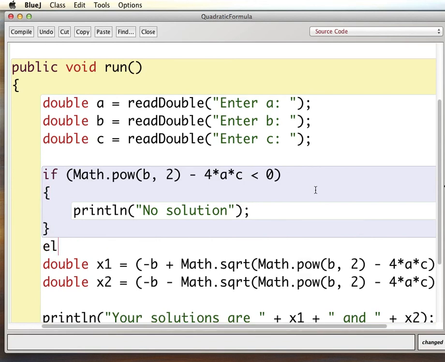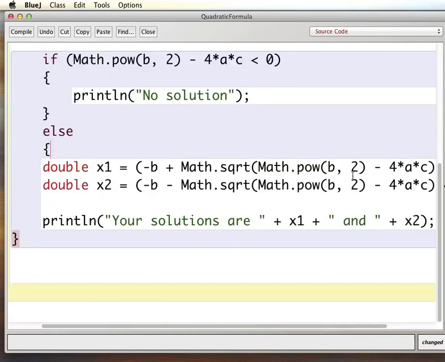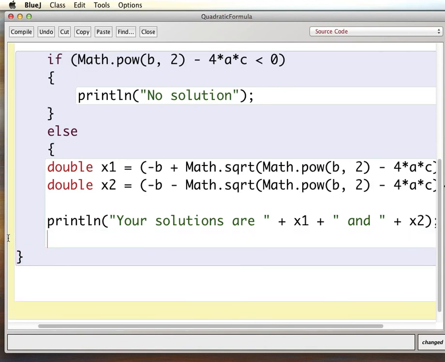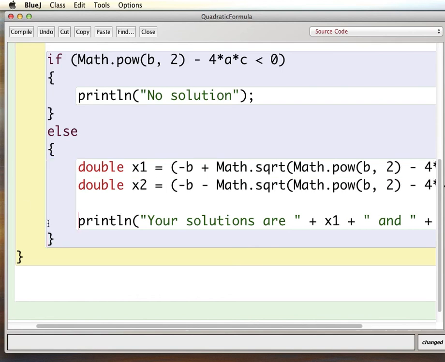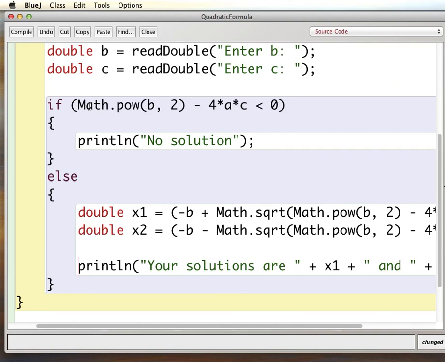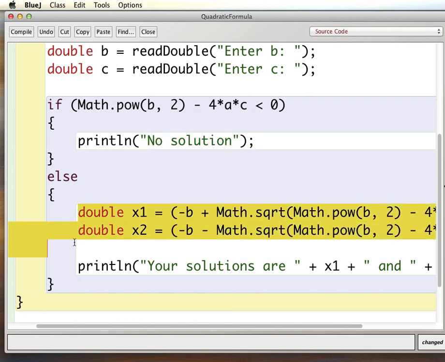And then else, I'll put a curly brace here, and then an extra curly brace there. And we'll indent these a little bit. So now it asks for a, b, and c. If what's under the square root would be negative, it prints out no solution. Then and only then does it do the quadratic formula and then print out what the solutions are.